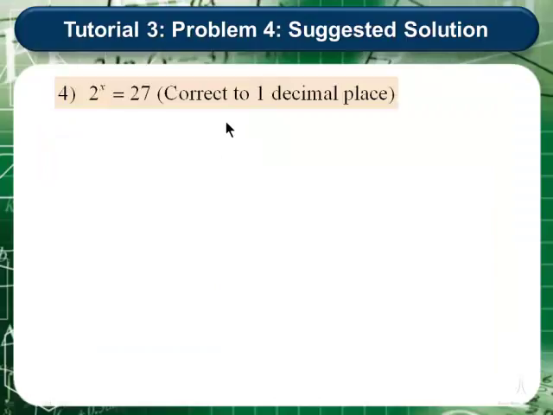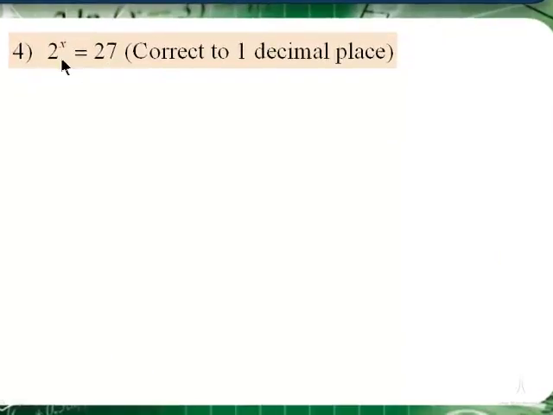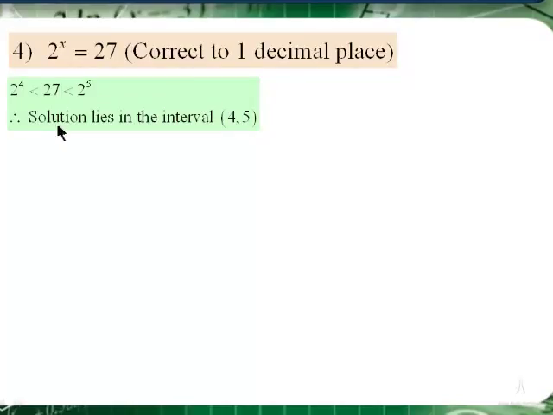If we look at the last problem of tutorial 3, we need to determine the solution to this exponential equation correct to 1 decimal. And now, because 2 to the power 4 is 16, while 2 to the power 5 is 32, it is clear that 27 must lie between 2 to the power 4 and 2 to the power 5. So therefore the solution to this equation must be in the open interval from 4 to 5.